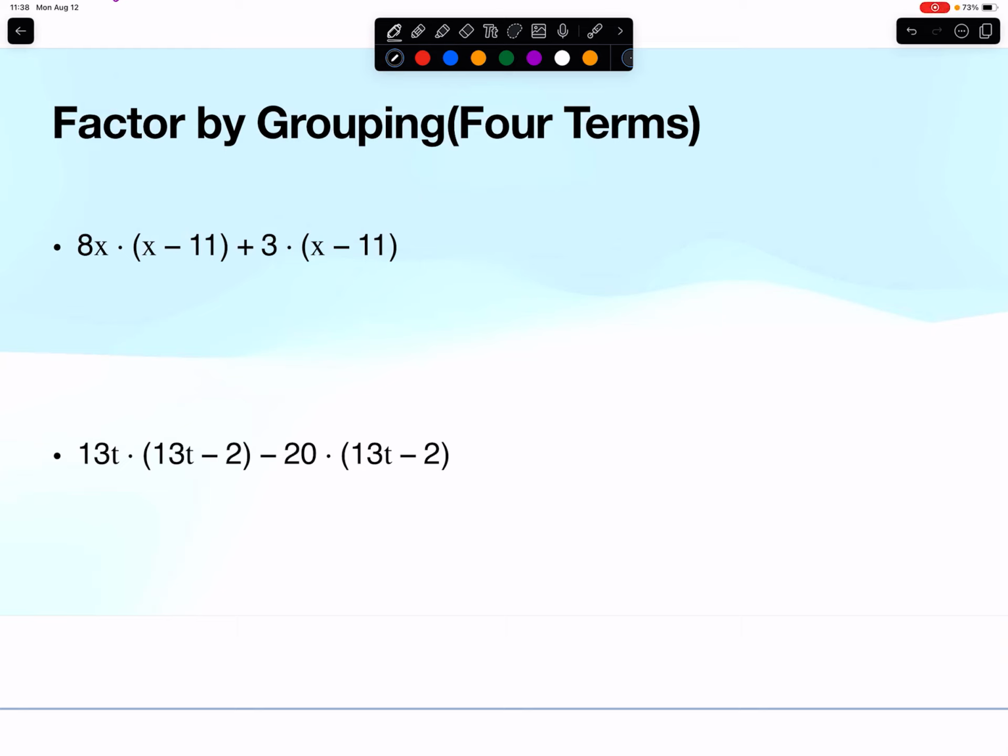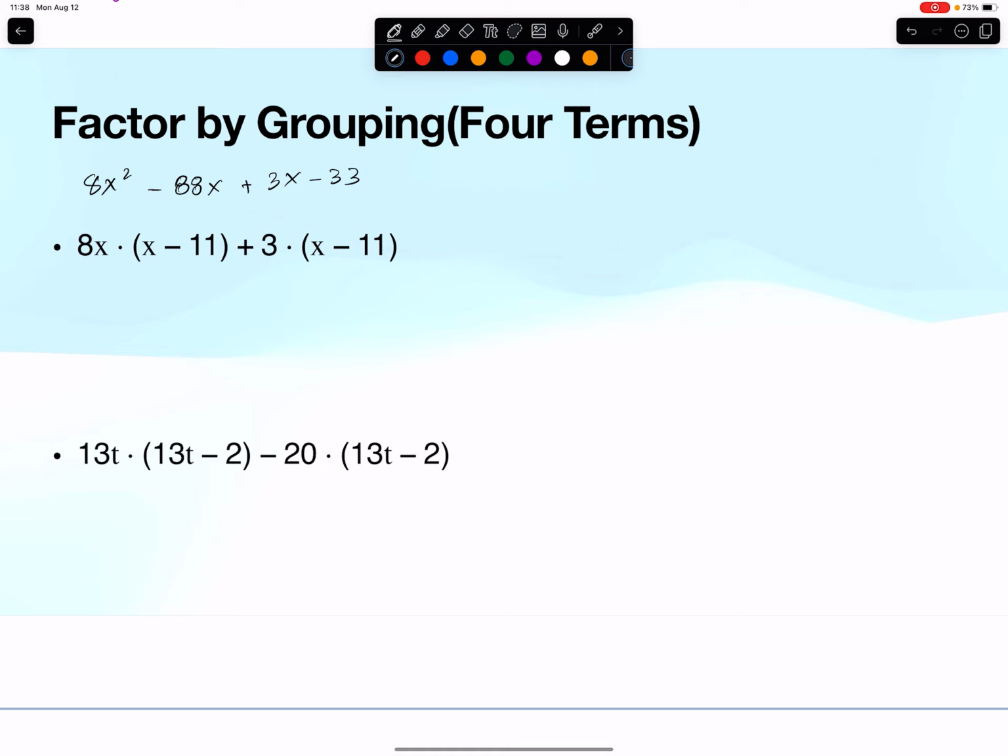All right, and the last video we're going to look at for this section in the homework is a little bit of factor by grouping. This is a step that you do in the AC method. So it will be 4 terms. Originally this would look like 8x squared minus 88x plus 3x minus 33.